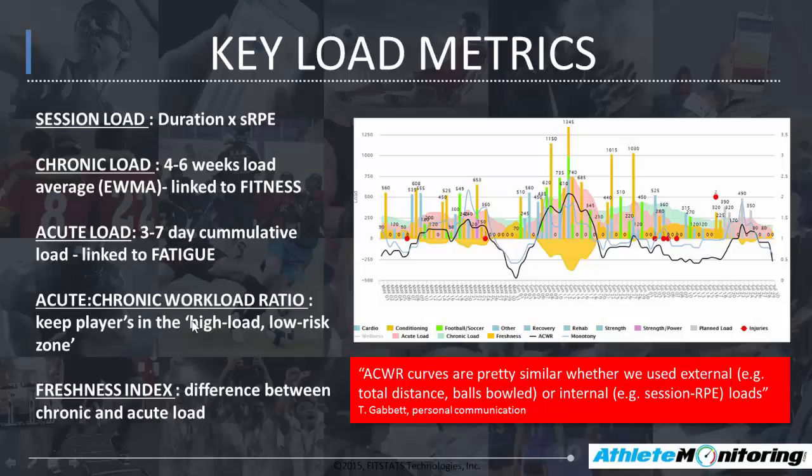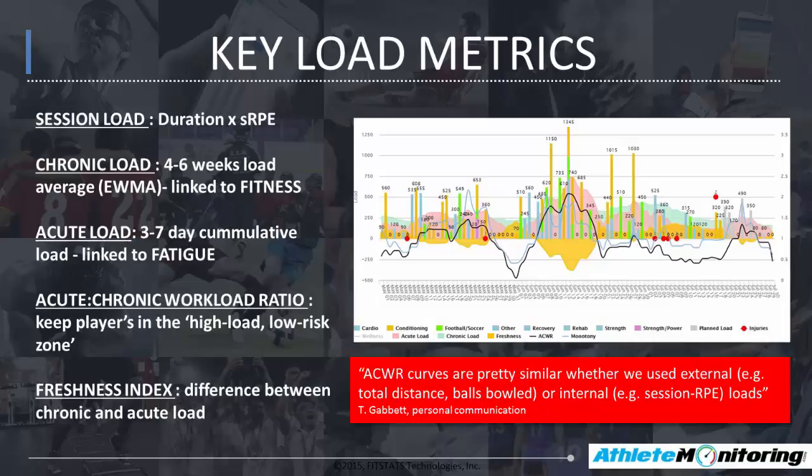Then you have the acute chronic workload ratio. That's the work from Tim Gabbett, where you can see that black line here, which allows you to keep the player in the high load, low risk zone. There is a zone in which you can apply a high load to the athlete and the risk of injury is still low. That's the beauty of this acute chronic workload method: it helps you to know exactly at what place the athlete is on this particular continuum, so you can manage load to maximize the load while minimizing the injury.